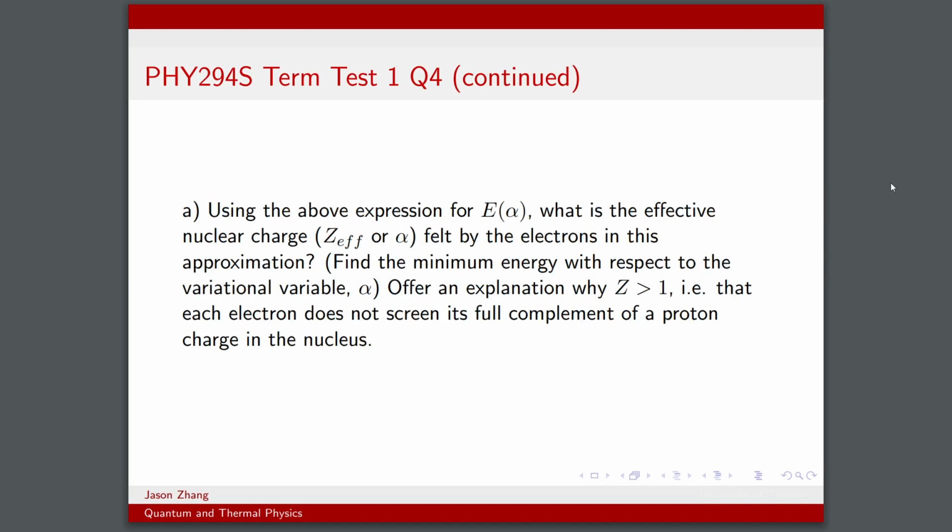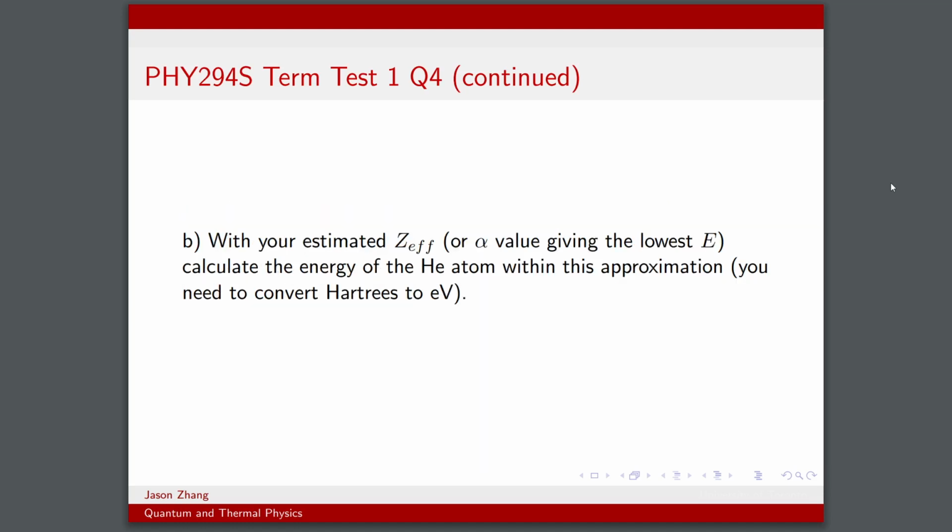Alright, so part A. Using the above expression for E of alpha, what is the effective nuclear charge, Z effective, also known as alpha, felt by the electrons in this approximation? And we're told that in order to find this value, we need to find the minimum energy with respect to the variational variable alpha, and offer an explanation why Z is greater than 1, i.e. that each electron does not screen its full complement of a proton charge in the nucleus.